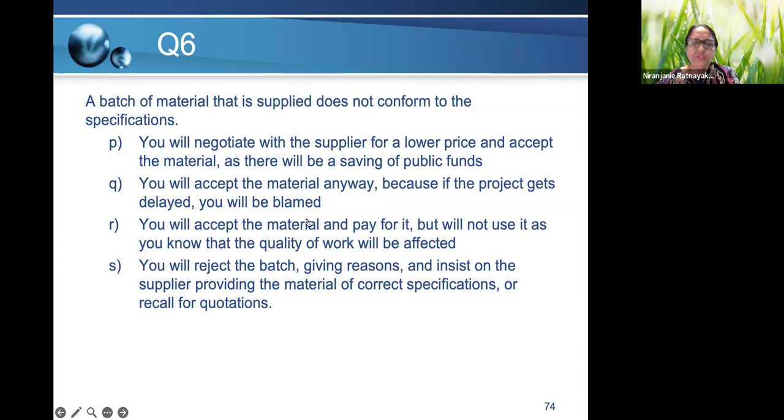I think this D is a mistake because there's no D here. Yeah, so it's all S. You will reject the batch giving reasons and insist on the supplier providing the material of correct specifications or recall for quotations. Right? Because we have to maintain the standards. Right. So that's it.